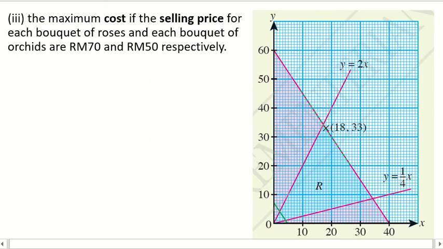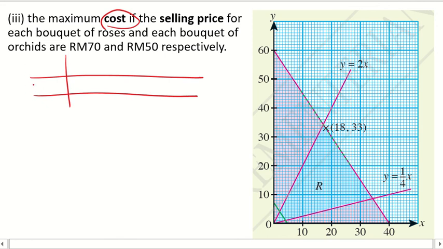You see this one, it's not in the book but I add it. Just now it was profit, right? Okay, I want you to find the maximum cost if the selling price of the bouquet of each roses and orchid are 70 ringgit and 50 ringgit respectively. Then how are you going to find this? This one must form the table. Okay, must form the table. Roses and orchid.